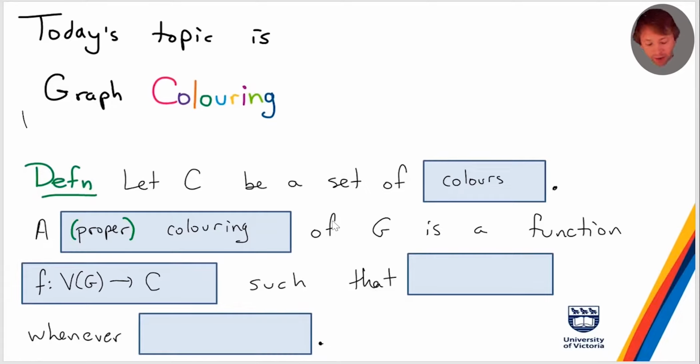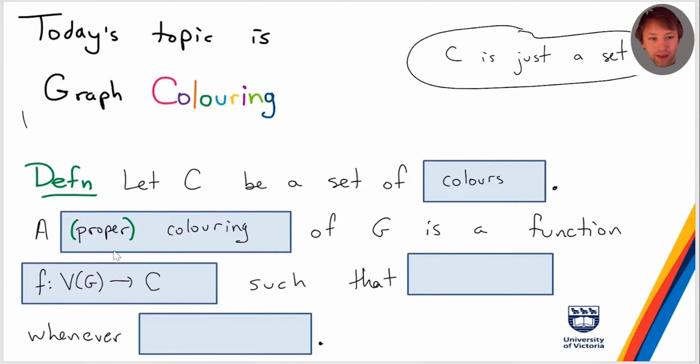C could be any set of colors. To be honest, C doesn't have to actually be colors. It doesn't have to be red, blue, green, whatever. It's just any set. So it could be the numbers 1, 2, 3, 4, 5, or whatever. A proper coloring is a function from the vertices of G to C such that adjacent vertices get different colors. So f of u is not equal to f of v whenever uv is an edge of G.